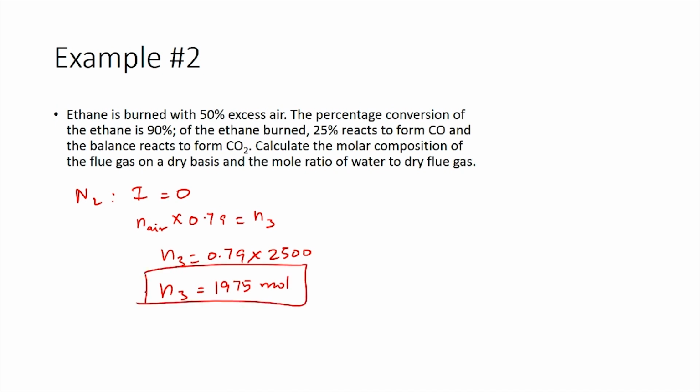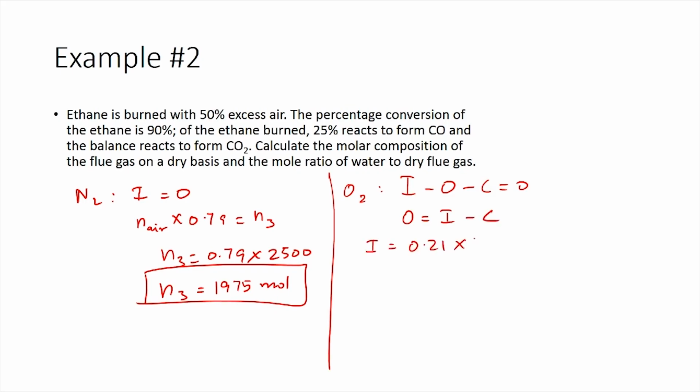The only final thing which needs to be calculated is the number of moles of oxygen leaving the system. For performing the balance for oxygen, we would have oxygen coming in, oxygen leaving, and oxygen being consumed. There is no oxygen generated or accumulated in the process. So, oxygen output would be input minus consumption. Input for oxygen is 0.21 times 2500 moles of air. Consumption of oxygen would be calculated based on the stoichiometry.